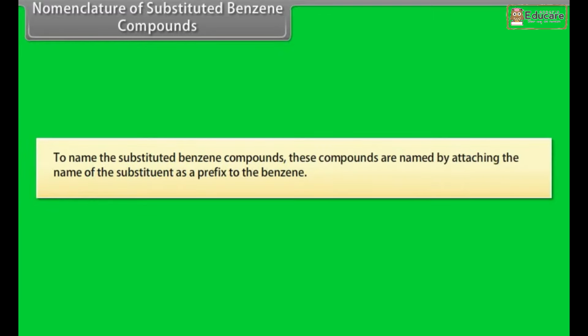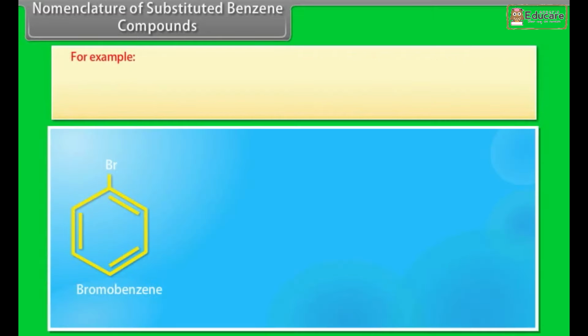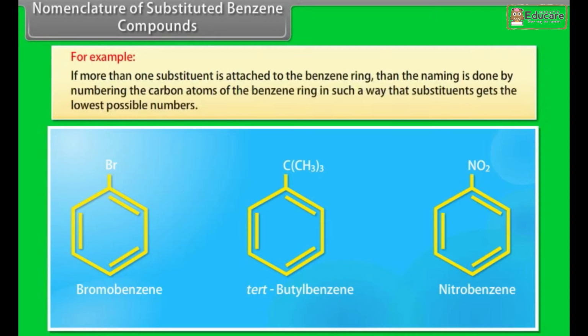Nomenclature of substituted benzene compounds. These compounds are named by attaching the name of the substituent as a prefix to benzene. For example, bromobenzene, tert-butylbenzene, nitrobenzene. If more than one substituent is attached to the benzene ring, then the naming is done by numbering the carbon atoms of the benzene ring in such a way that substituents get the lowest possible numbers.